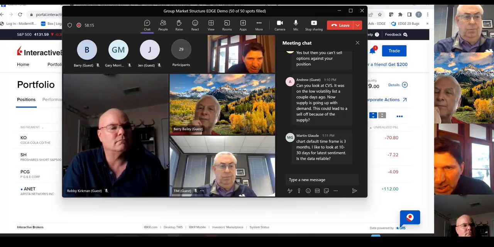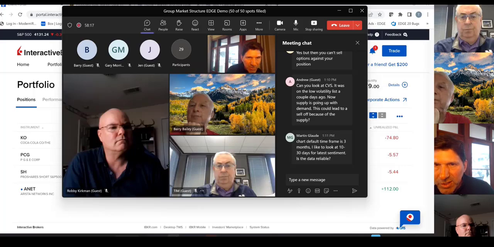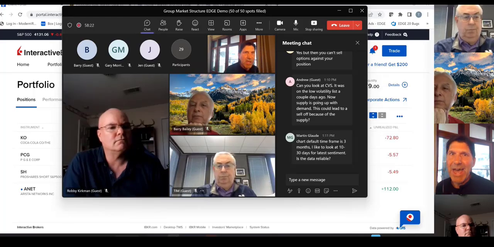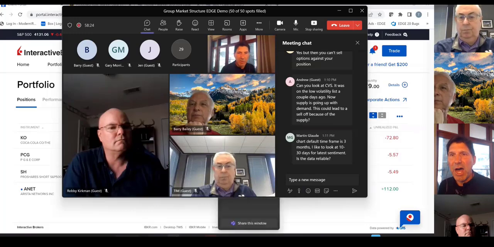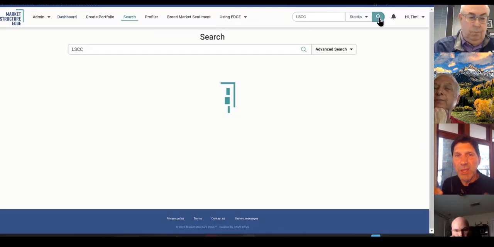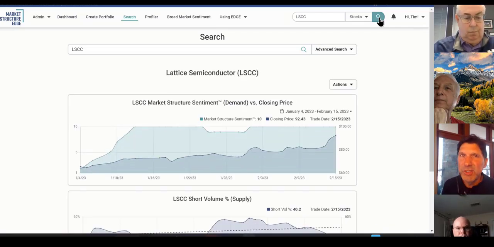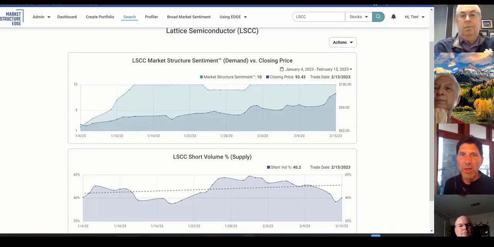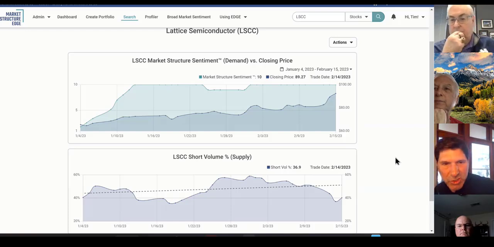No question. Chart default time frame is 3 months. I like to look at 10, 30 days for latest sentiment. Is the data reliable? Yeah. I mean, this is what I use. I always use the quick search view. I look at this because everything's continuously changing. So that's a pretty good read. It will give you what happened before and where everything is, so I like that read. That's what will influence my decision.